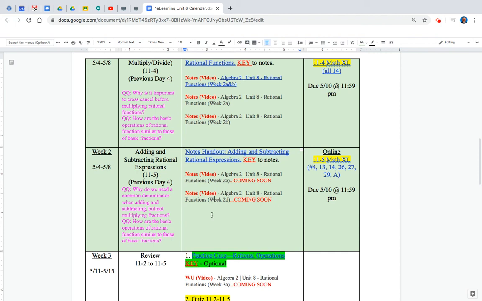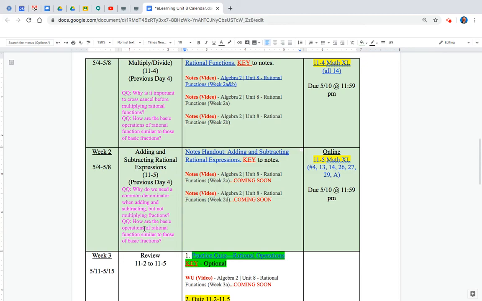Guys, next what we're going to look at is adding and subtracting expressions as far as dealing with polynomials, okay, so with rational expressions. Couple things. I do want to bring attention to these quality questions, and they are, why do you need a common denominator when adding and subtracting, but not when you're multiplying or dividing fractions, okay? So why do you need a common denominator when you're adding and subtracting? And then, how are the basic operations of rational functions similar to those of basic functions?